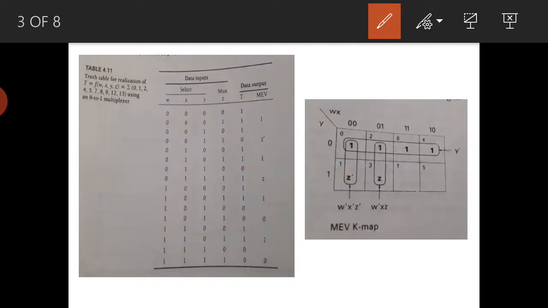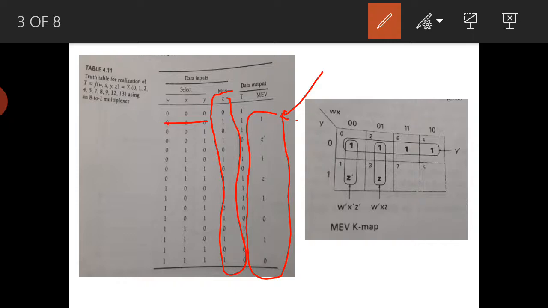So I am taking the 3 variables as select lines and the 4th variable as input. I have made one more truth table using the MEV technique. This technique is called map entered variable, which means I have entered the variable as input. If I use the same variable and the same output, there is no change in the original output.